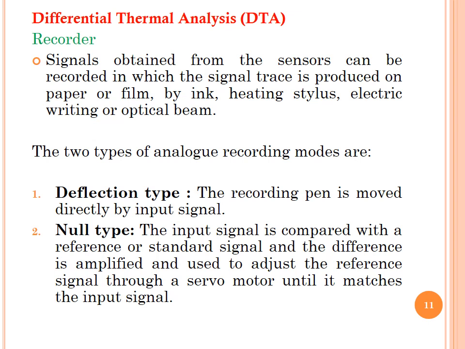There are two types of analog recording modes available in the modern type of instrument: deflection type and null type. In deflection type, the recording pen is moved directly by the input signal. In null type, the input signal is compared with the reference or standard signal, and the difference is amplified by a DC amplifier and used to adjust the reference signal through a servomotor until it matches the input signal.